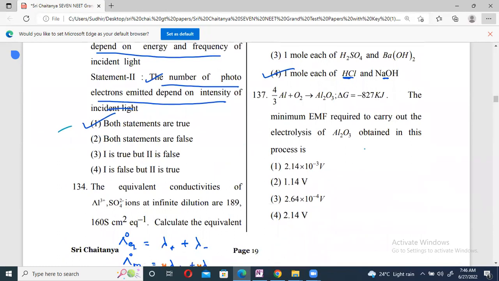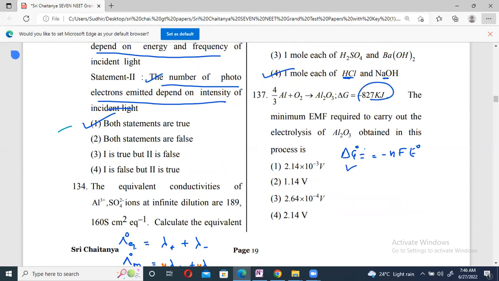But in this case, they gave delta G, and they are asking for the EMF to carry out the electrolysis reaction. The formula is delta G naught equal to minus nFE naught. Right, beta? This delta G value they gave here.